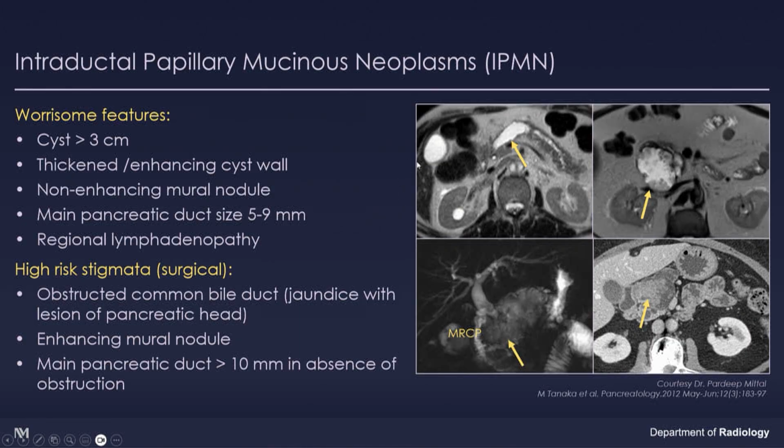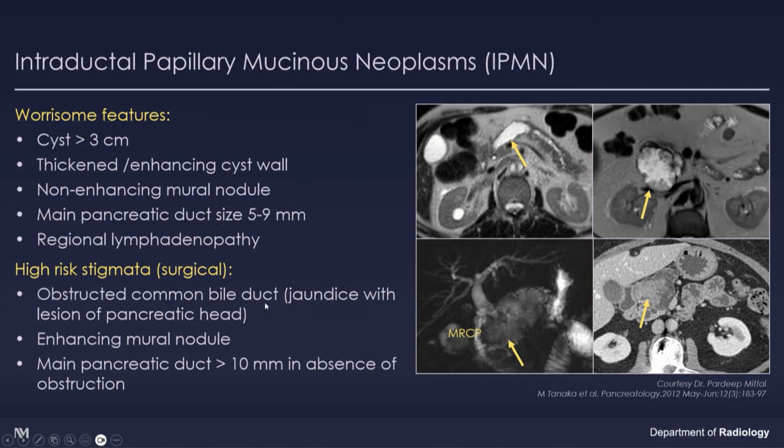Well, it's interesting. When you read the literature, the surgeons and the gastroenterologists, I think it's important for us to use the same lingo or at least be aware of the lingo. They break it down into worrisome features and high-risk stigmata, with high-risk stigmata being surgical. And I always have to reinforce this because it's hard to remember. But basically, the worrisome features are the cysts that are over 3 centimeters, if you have a thick enhancing cystic wall, if you have non-enhancing mural nodule, if the main duct is anywhere from 5 to 9 millimeters, or if there's regional lymphadenopathy. In contrast, the high-risk stigmata are the obstructed common bile duct.